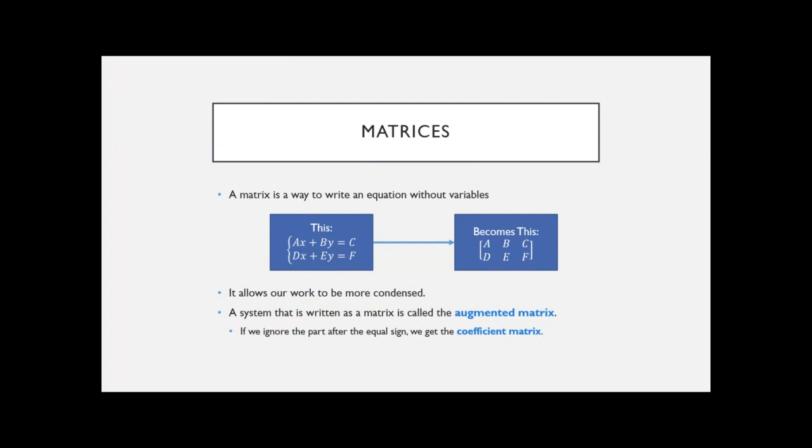This is important, especially on the first assignment, because it tells you to write an augmented matrix. That means you need to include even the right side of the equation. So knowing that vocabulary is important so that you know what it's asking you to do.